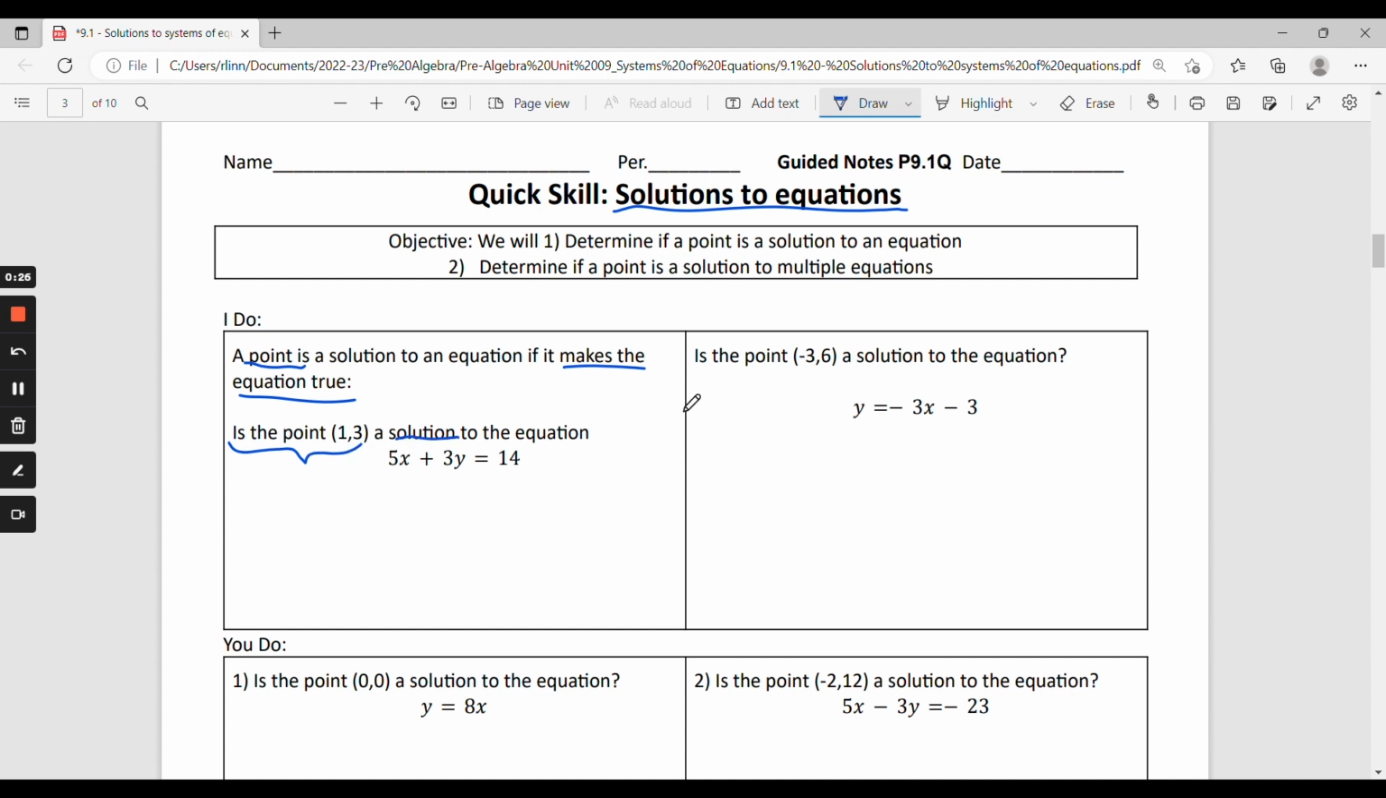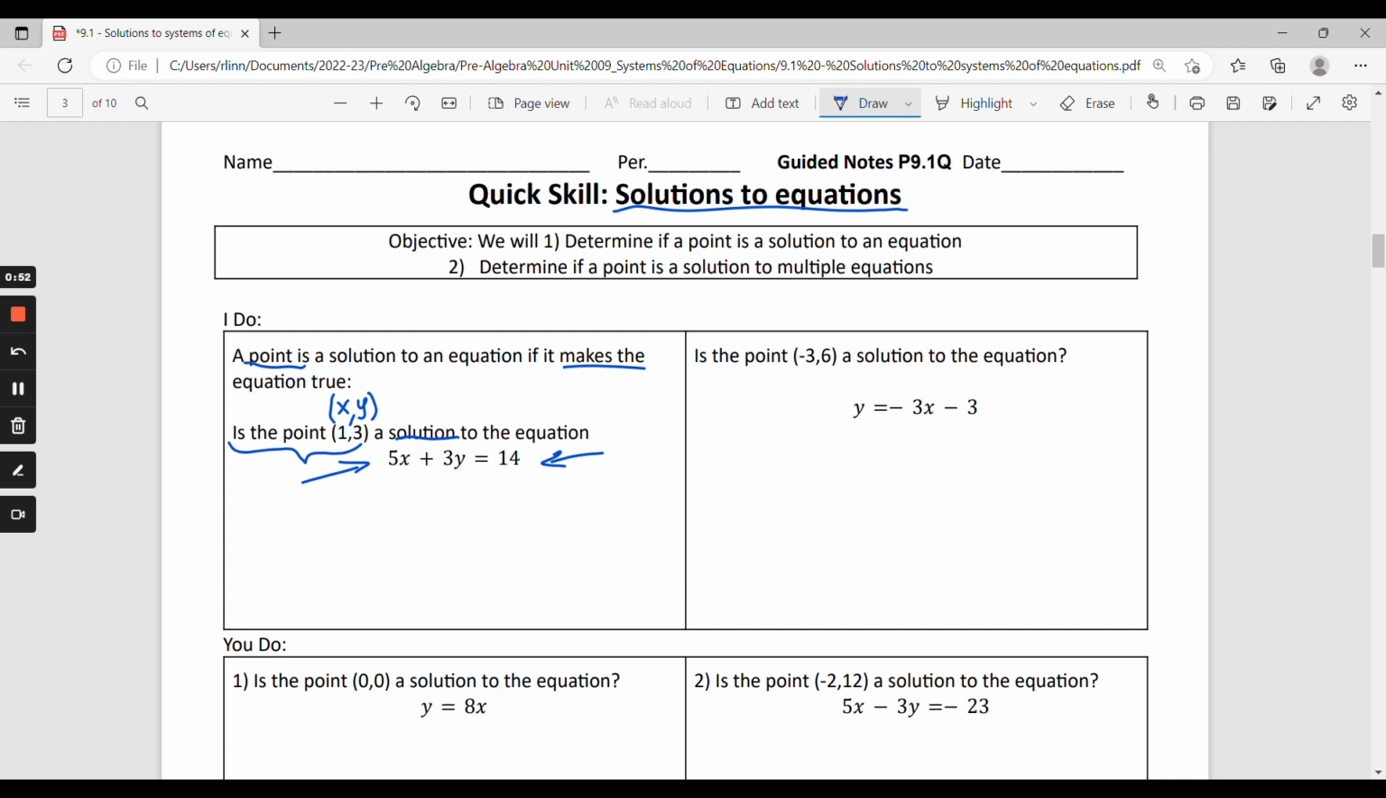Now, if it is a solution to the equation, that means that both sides here are going to be the same, which means both sides are going to equal 14. In order to figure out if it's a solution, I need to use substitution. I'm going to look at my ordered pair, which is made of an x and then a y coordinate, with my x being the first one. So my x value is 1, my y value is 3.